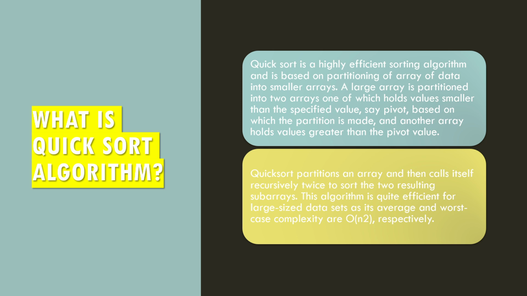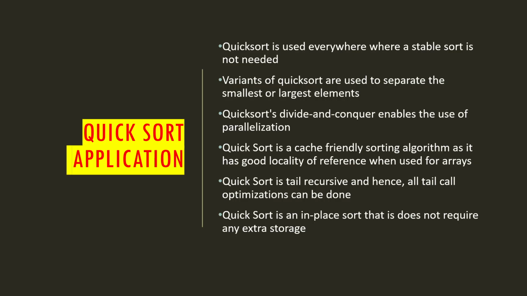Quicksort partitions an array and then calls itself recursively twice to sort the two resulting subarrays. This algorithm is quite efficient for large-sized datasets as its average and worst case complexity are O(n log n) and O(n squared) respectively. So next one is quicksort applications.